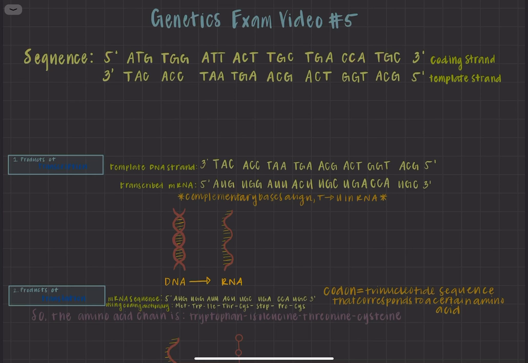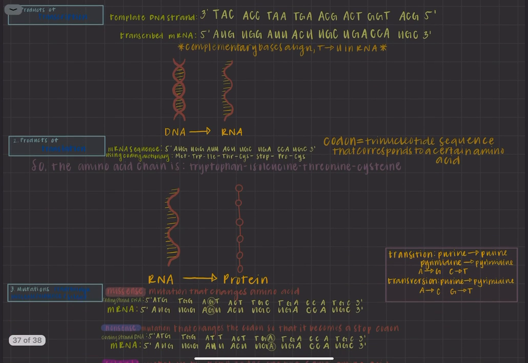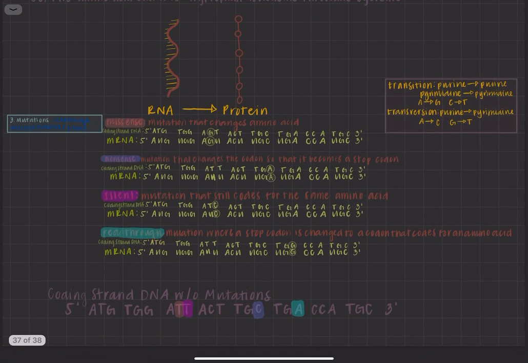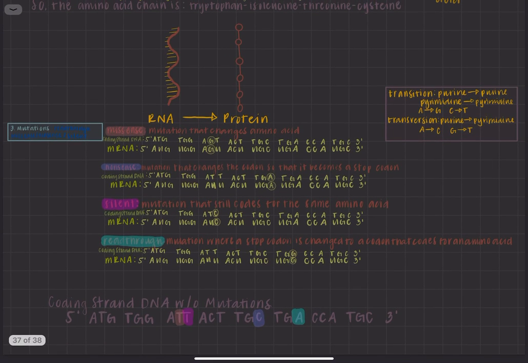Translation refers to translating the sequence of mRNA to a sequence of amino acids. From the derived mRNA sequence, the 4 amino acid long protein is tryptophan, isoleucine, threonine, and cysteine. Next, we are going to look at 4 different types of point mutations in the coding DNA strand and how these mutations affect the amino acids produced.